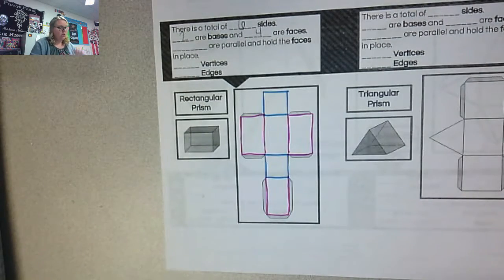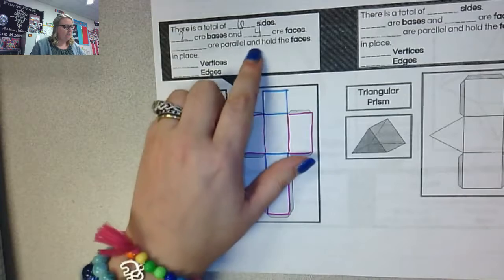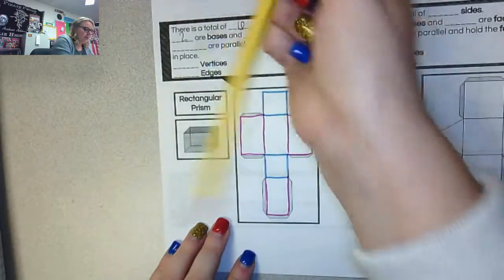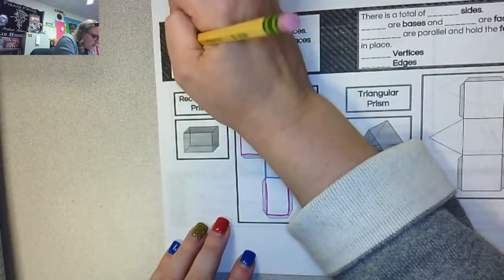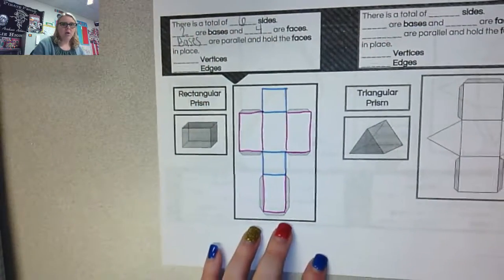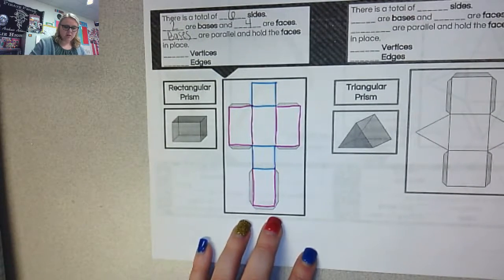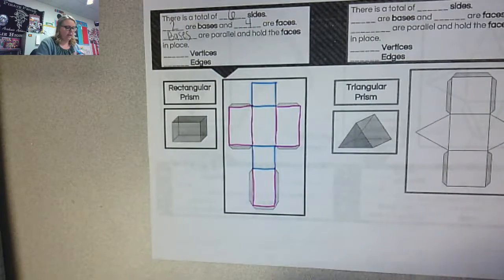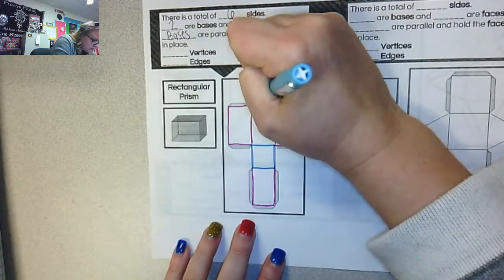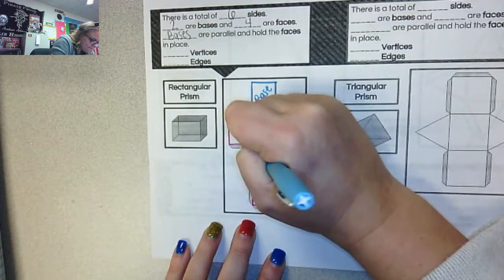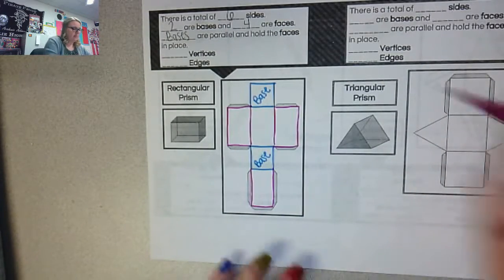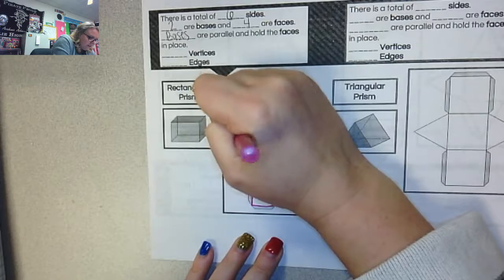The 2 bases are parallel and hold the faces together. So I would say the bases are parallel and hold the faces together. I'm also going to come back and write that in. So this is a base. This is a base. You also have the faces coming together. So you have the faces.